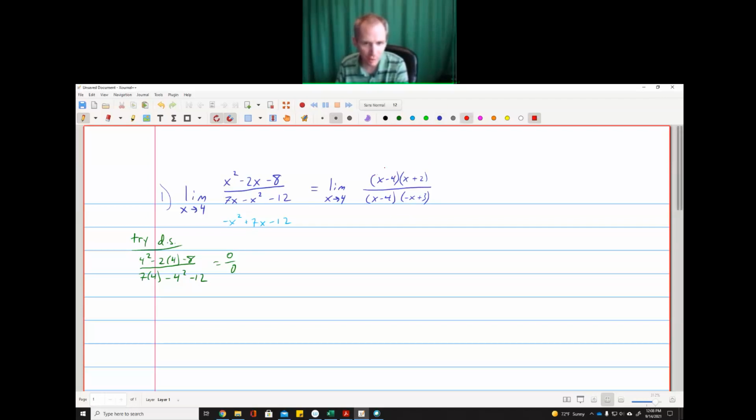So on the top one, if I were to FOIL it out, I get x squared plus 2x minus 4x minus 8. And I can see, oh yeah, that matches. 2x minus 4x will give me the minus 2x. On the bottom, x times negative x is negative x squared plus 3x. Negative 4 times negative x is a positive 4x. And then negative 4 times positive 3 is the minus 12. And we say, oh yeah, 4x and 3x will give me the 7x. And it all works out nicely.